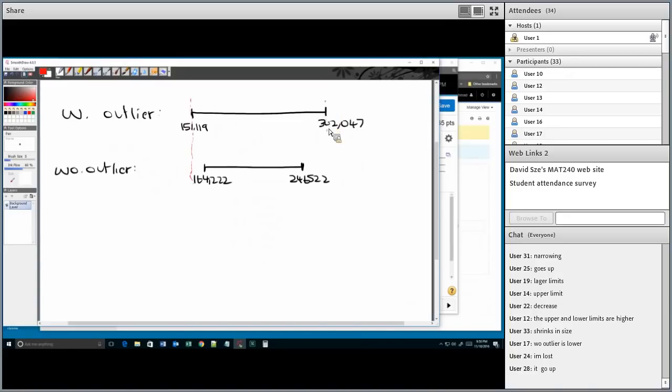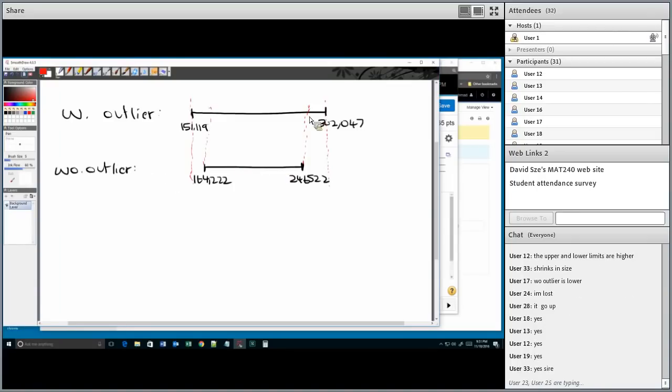I want to apologize for not drawing straight lines here, but this is what it is. It probably should be shifted a little bit this way, but anyway, I'm going to exaggerate it a little bit. So you can see that without the outlier, the interval is narrower. Do you all agree that it's narrower without the outlier?